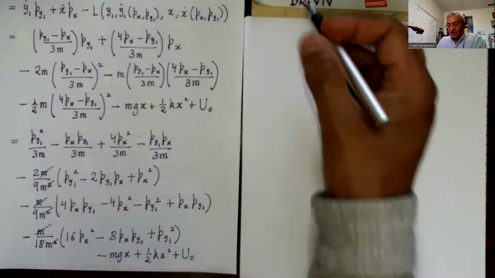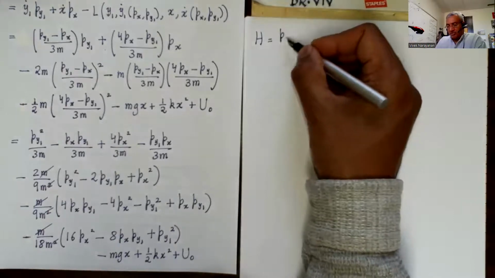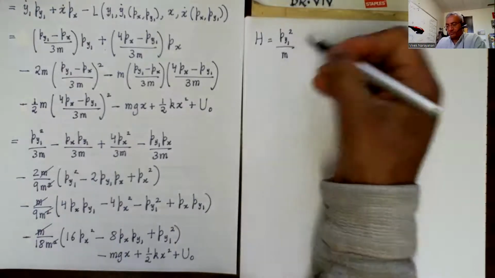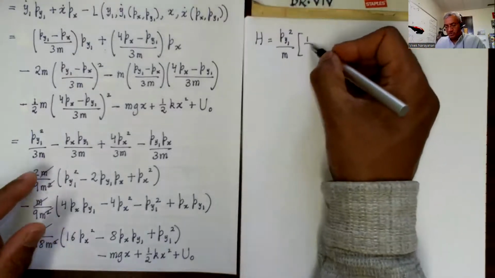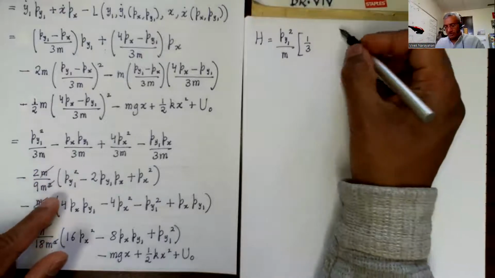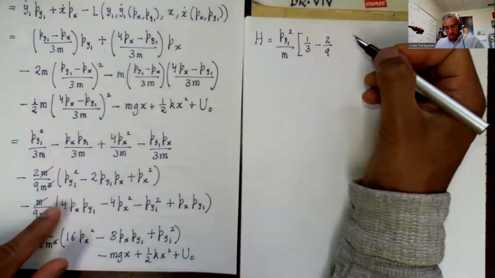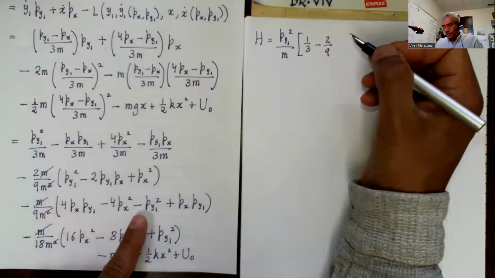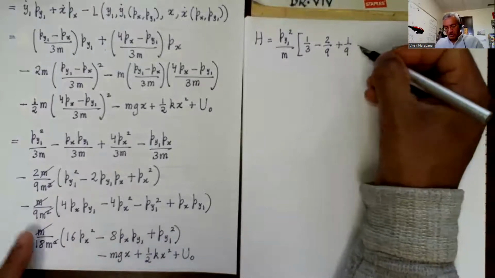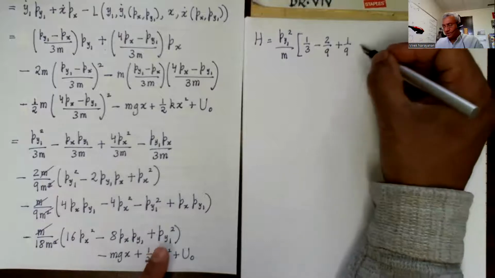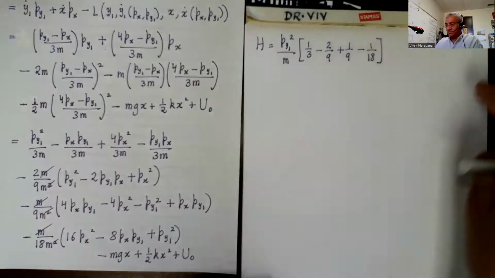So the Hamiltonian H becomes, I'll write it as py1 squared over m times a bunch of fractions. From here I get 1/3. From here, I get negative 2/9. From here, I'm getting negative of a negative, or positive 1/9. Then I'm getting negative 1/18. Great.